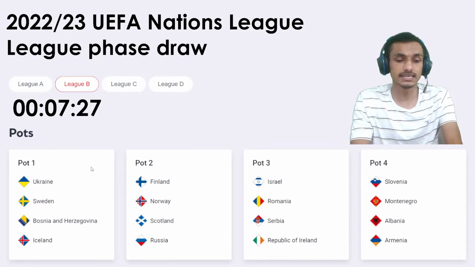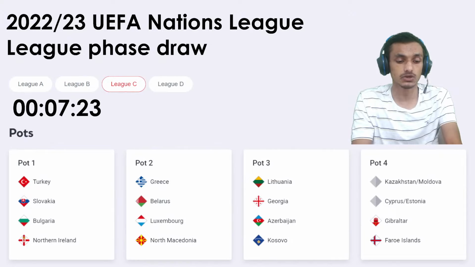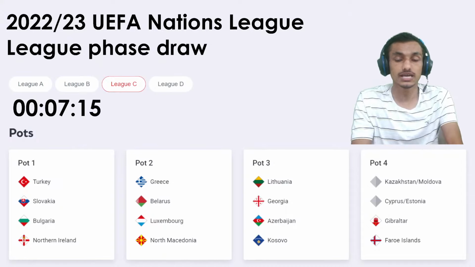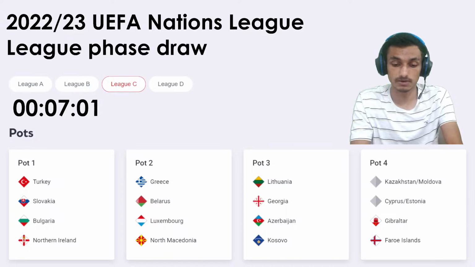And in League C, Pot 1: Turkey, Slovakia, Bulgaria, Northern Ireland. In Pot 2: Greece, Belarus, Luxembourg and North Macedonia. In Pot 3: Lithuania, Georgia, Azerbaijan and Kosovo. And in Pot 4: Kazakhstan or Moldova, they have to play each other, and Cyprus or Estonia, and Gibraltar and Faroe Islands.